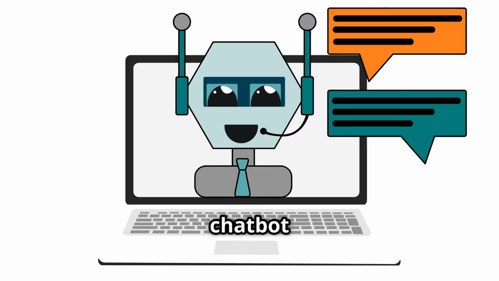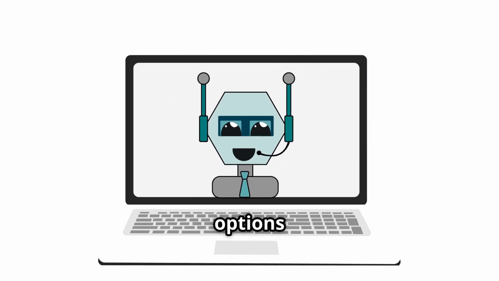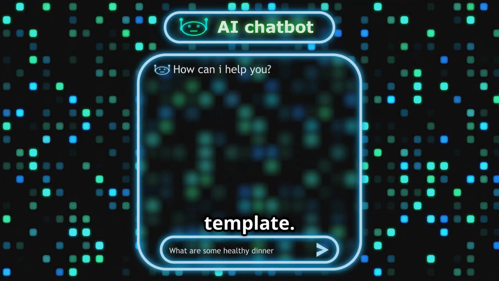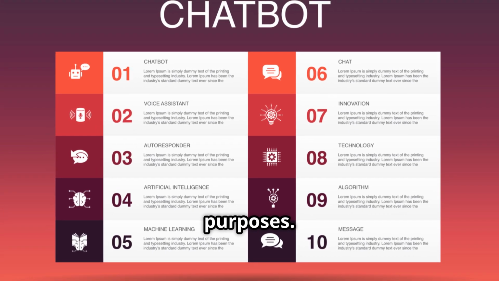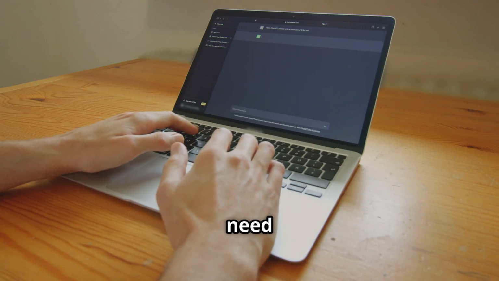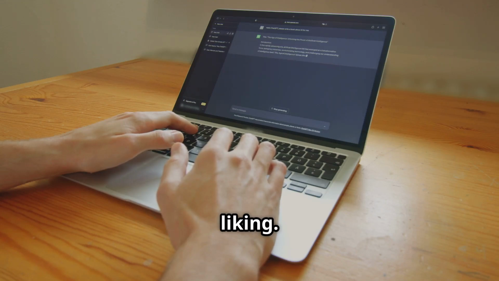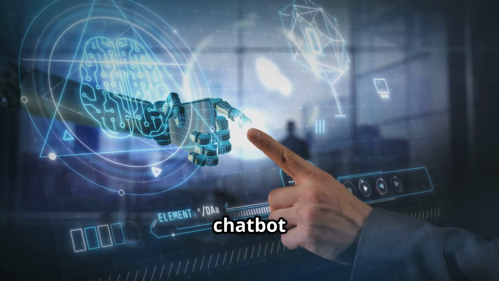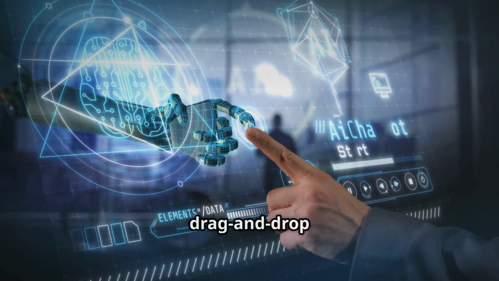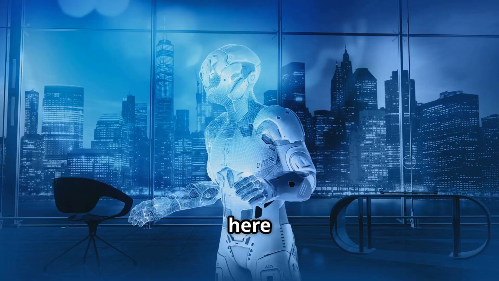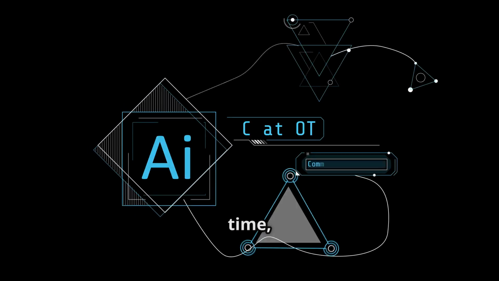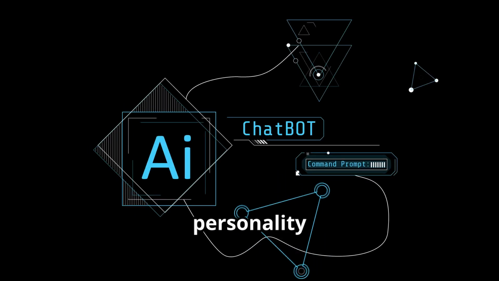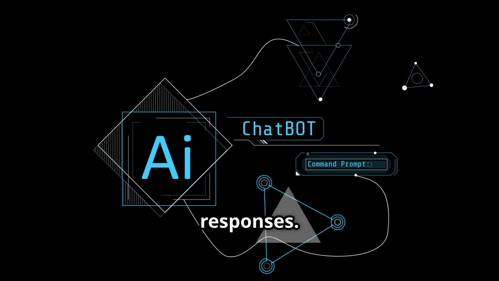Once you're inside your chosen chatbot platform, you have two options: build it yourself or use a pre-built template. Most platforms have a library of templates for different industries and purposes. Find one that's close to what you need and customize it to your liking. If you're feeling adventurous, you can build your chatbot from scratch using the platform's drag-and-drop editor. The key here is to keep it simple. Think like a customer visiting your website. Guide them through the conversation, one question at a time. And don't forget to inject a little personality into your chatbot's responses.